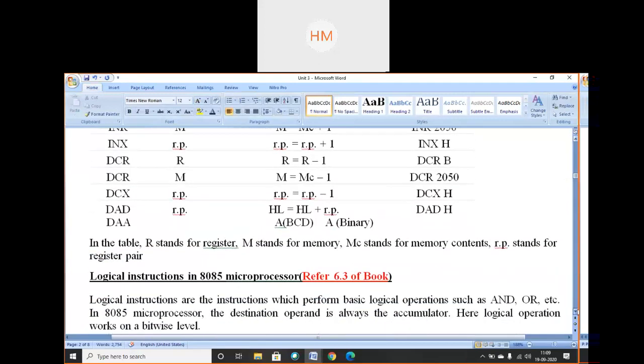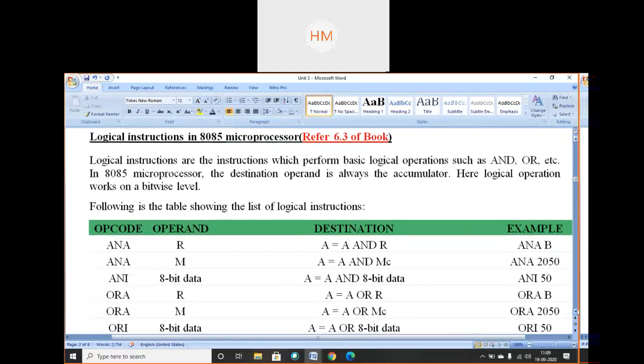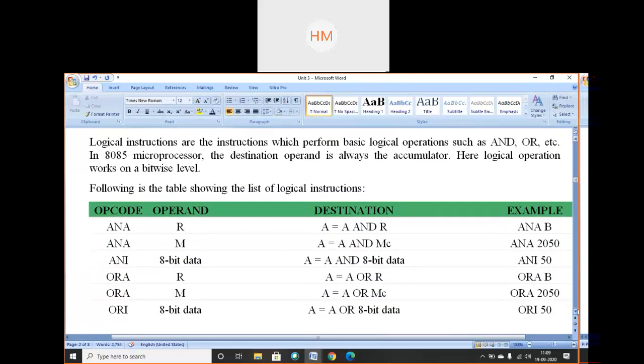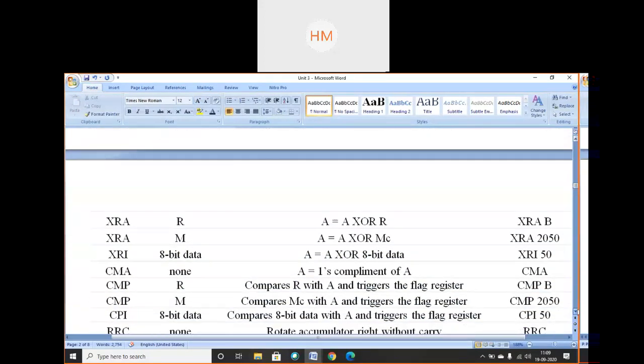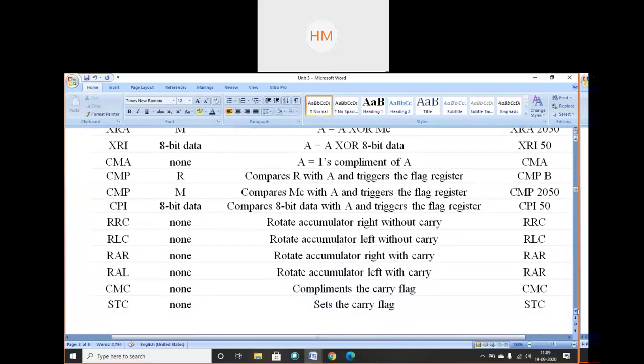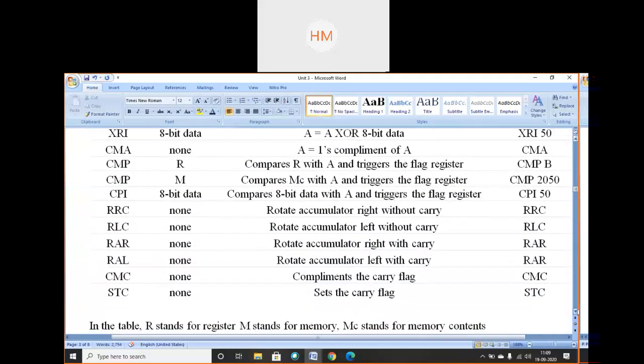So next, logical instructions. ANDing, ORing, XORing, comparing can be done using these instructions, rotating, rotate accumulator, and two more important instructions are complement the carry flag and set the carry flag. Directly you can't change the status of the flag register. By using some instructions, you can change the status of the flag register. And I have direct instructions to complement the carry flag and to set the carry flag, CMC and STC. Okay, students?